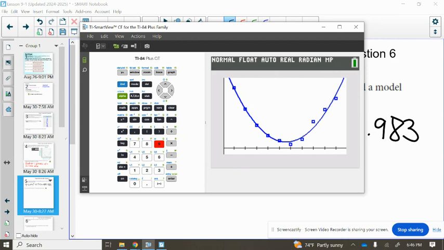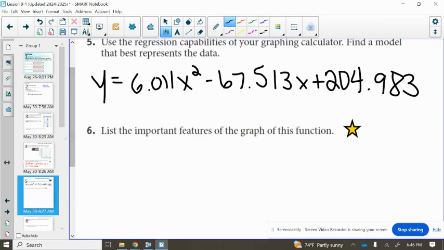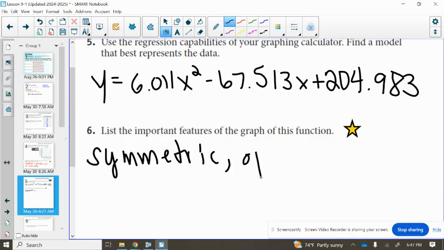Now, this graph has a couple different features. First and foremost, we have symmetry to it, right? It's symmetric. It opens upwards.